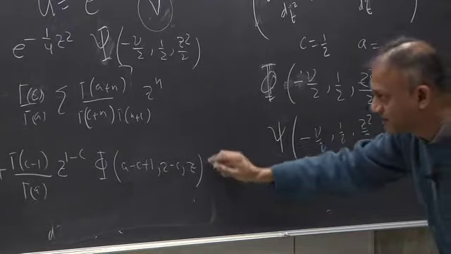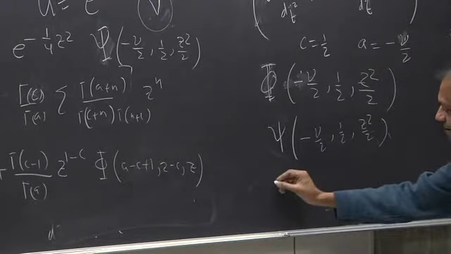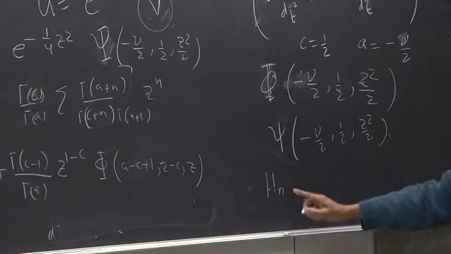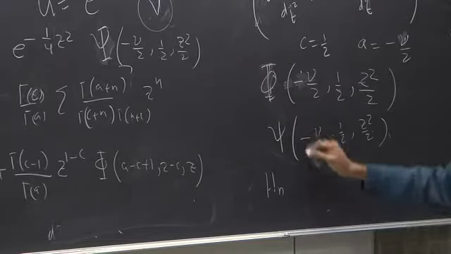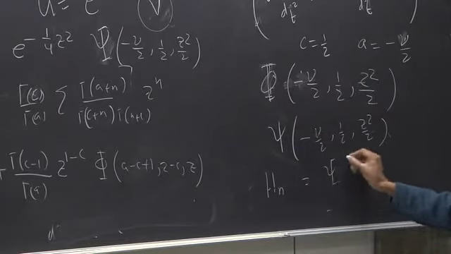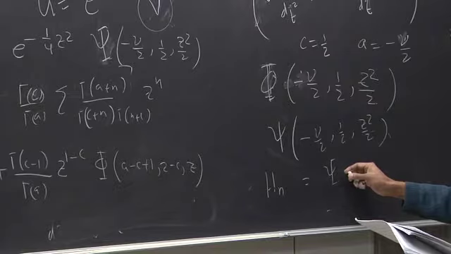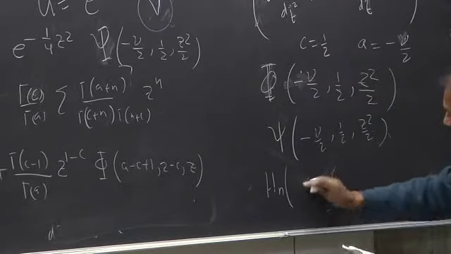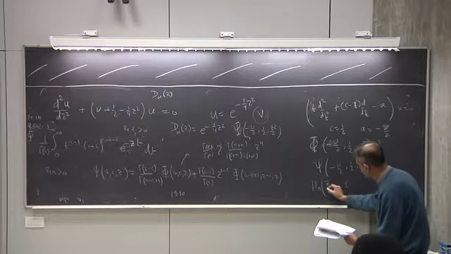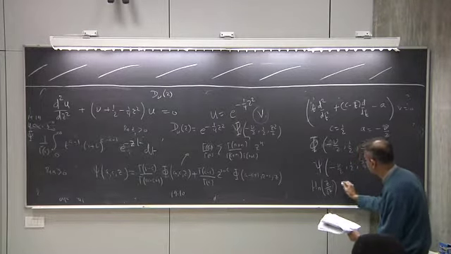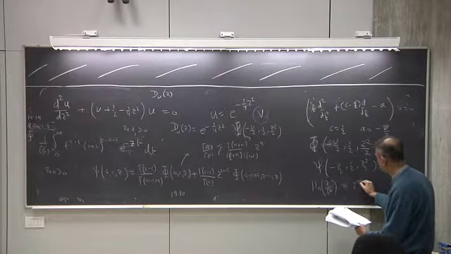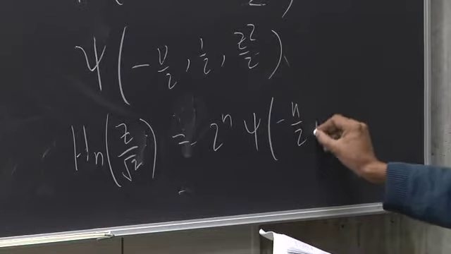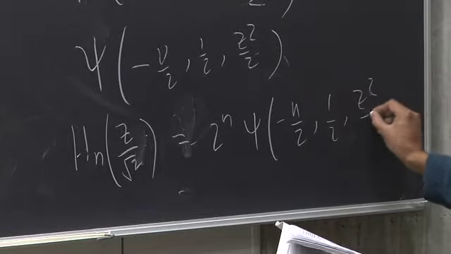And if you can show that, then that tells you that the Hermite polynomials you wrote down, Hn, is nothing else but this psi, up to probably some constant factors. Okay, the normalization, it turns out the following relation: Hn of z over root 2 is in fact 2 to the n psi of minus n by 2, 1/2, z squared by 2.